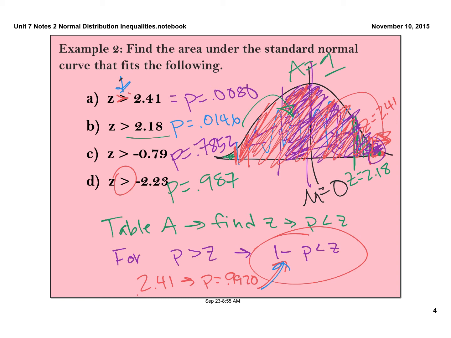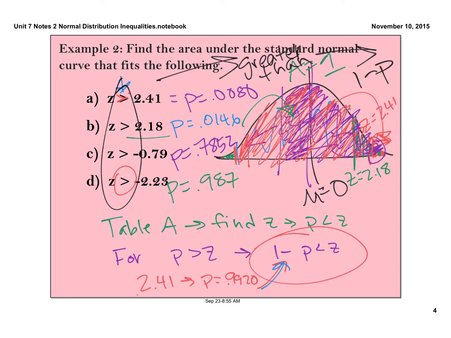So bottom line here is when you have greater than, you want to take 1 minus whatever the P is in the table.